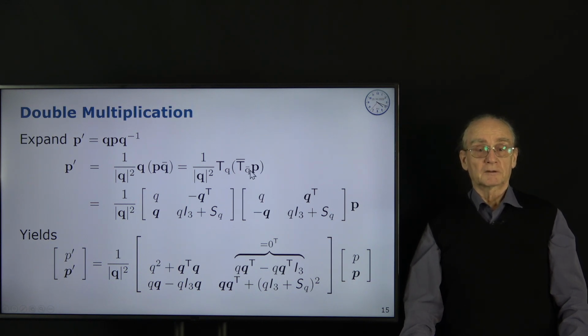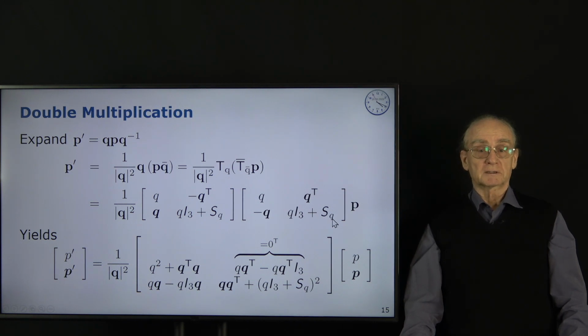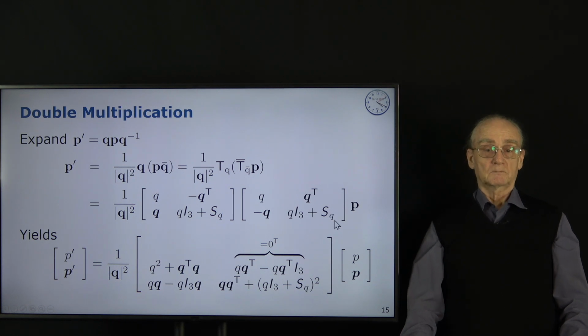And then we have the T bar of Q bar. Now, the T bar of Q would be Q0, minus Q, plus Q, Q0 times the unit matrix minus the skew symmetric matrix of Q. And because the vector parts are negative, because we have the matrix of Q bar, not of Q, we have to take the negative values. So we get here plus Q and here minus Q, and we get here plus the skew symmetric matrix. Now, okay, we have to multiply these two matrices.